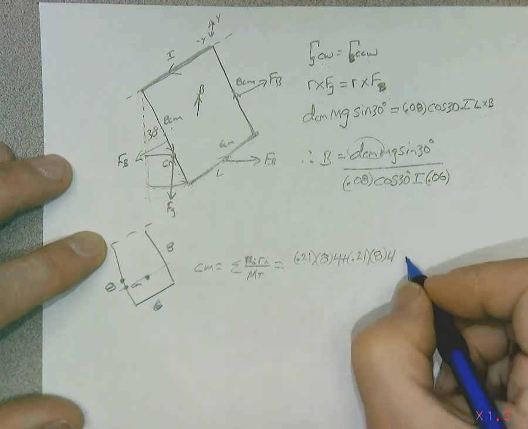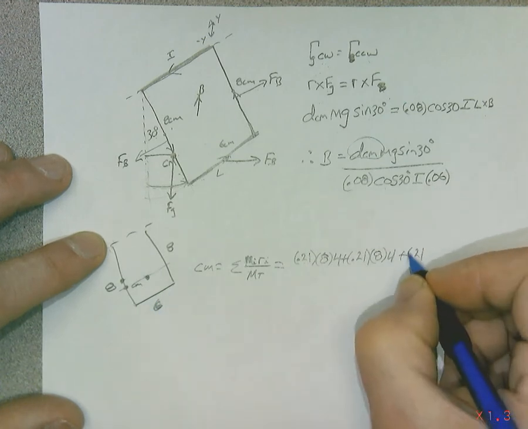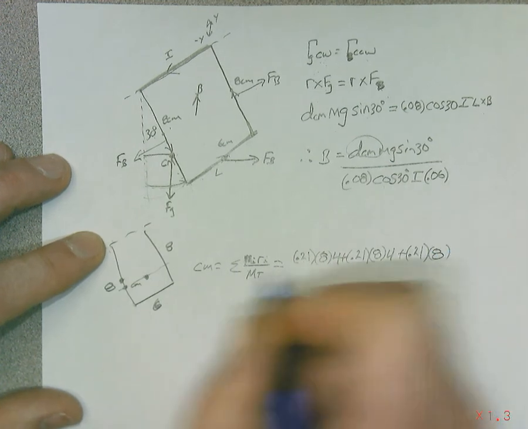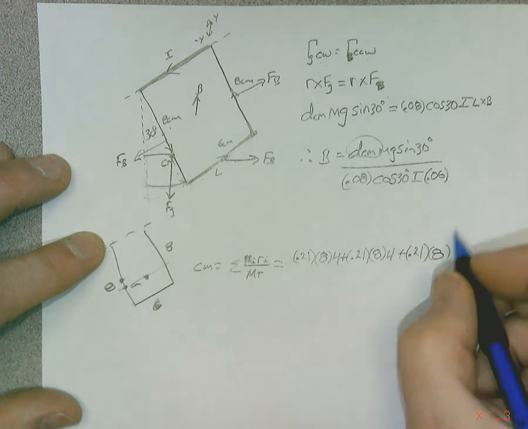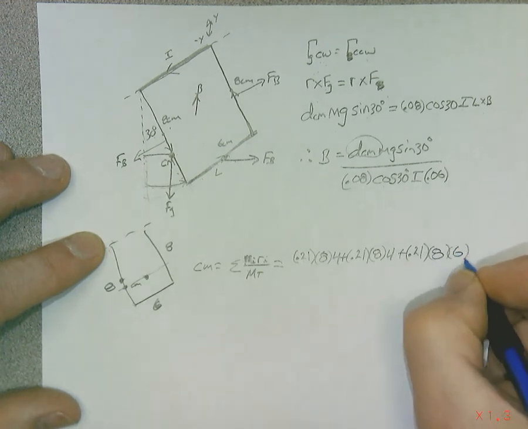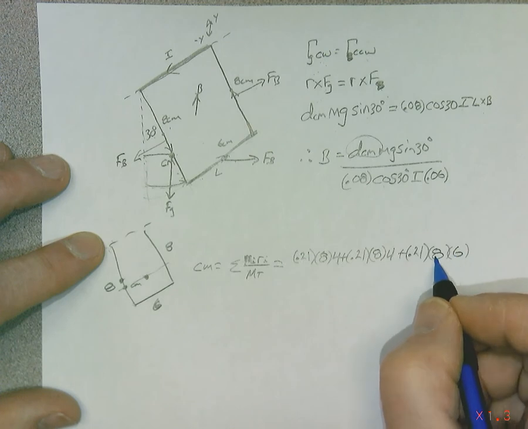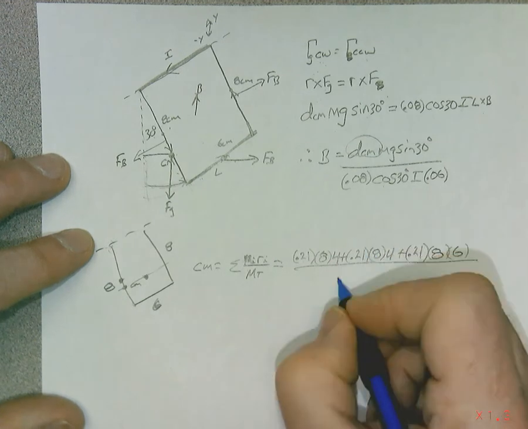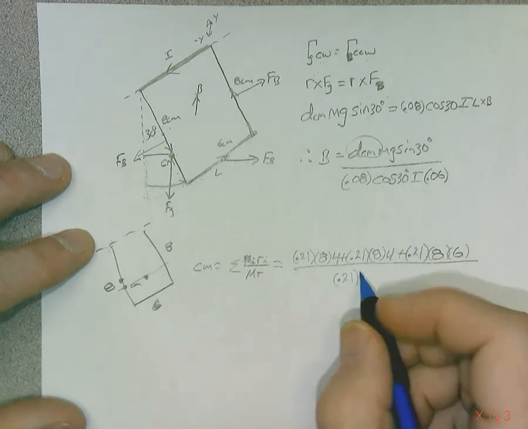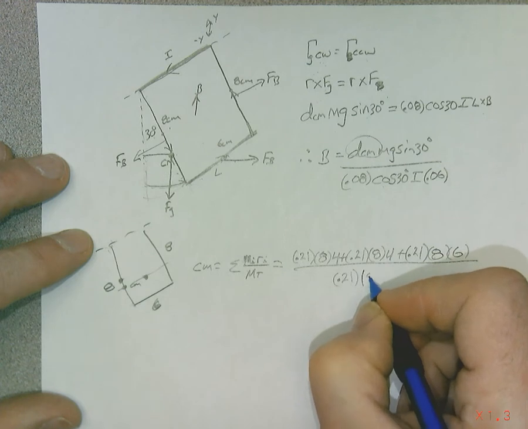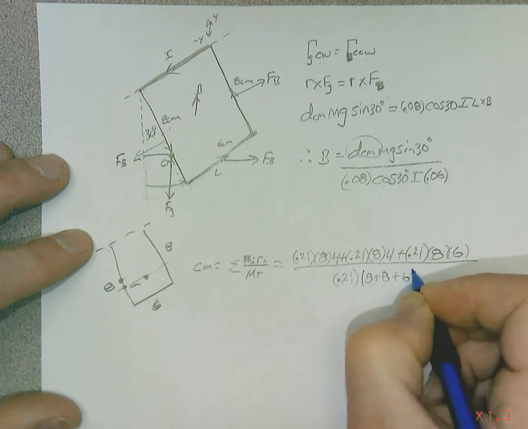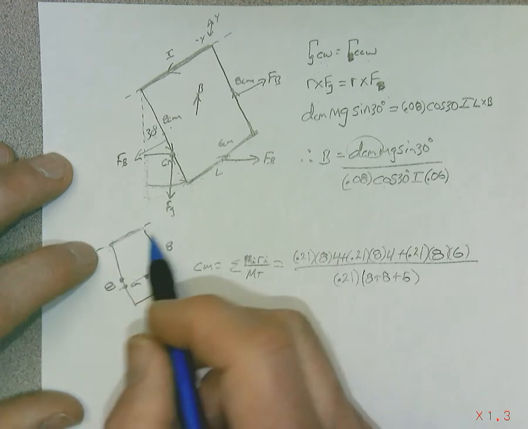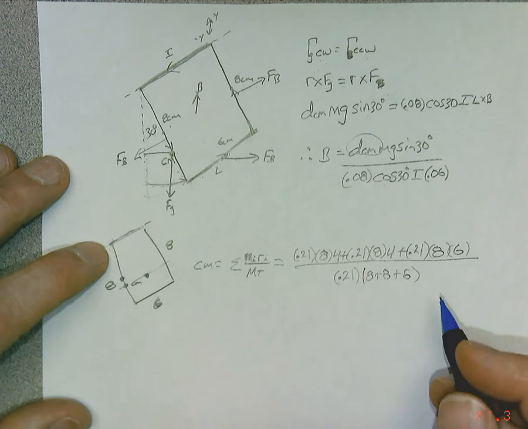Now, how about this one? Plus 0.21 grams per centimeter at a location of 8 centimeters, and it's a length of 6. I probably should have done that the other way around. So 0.21 times 6 is the mass, and 8 is the location from that pivot point. All that over 0.21 grams per linear centimeter times 8 plus 8 plus 6, the entire length of all of this mass. We don't have to worry about this chunk. There's no torque considerations there.